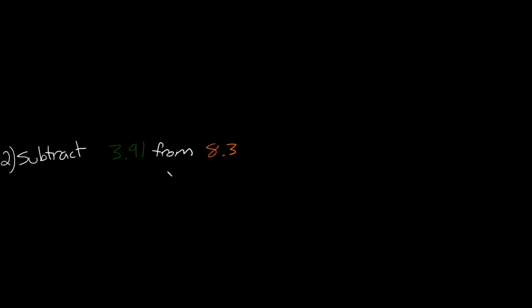So in this problem it says subtract 3.91 from 8.3. So we can go ahead and write our problem down. 8.3, and we can already see that there's going to be more places to the right of the decimal, so we can go ahead and add a 0 here just to fill in the space. And then we're subtracting 3.91 from this number. And then 0 minus 1, we have to take away a digit from this. That would make this 10. 10 minus 1 is 9.